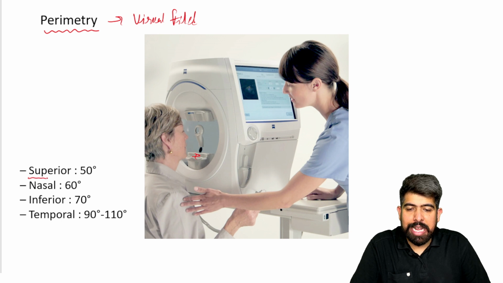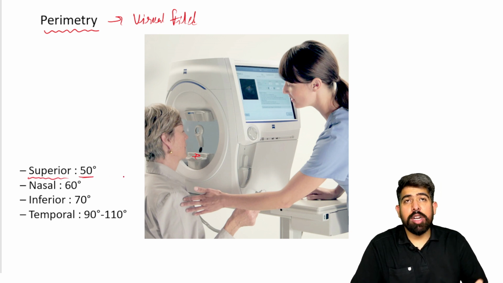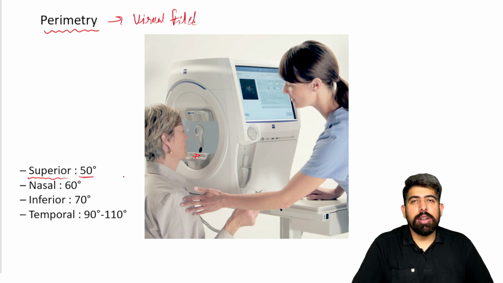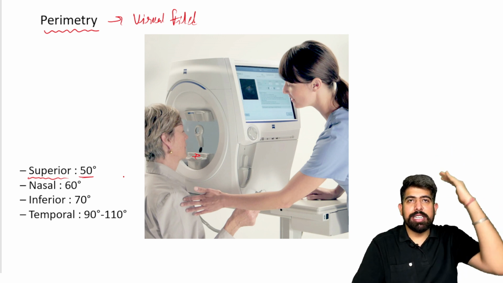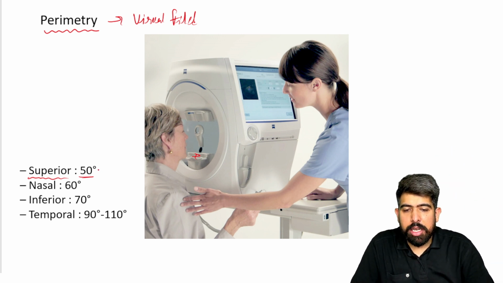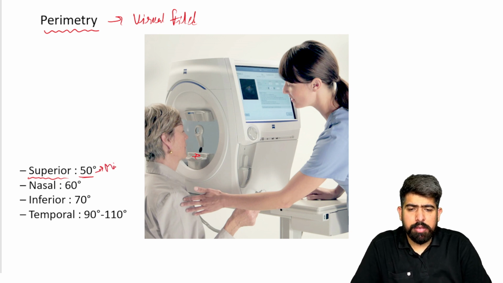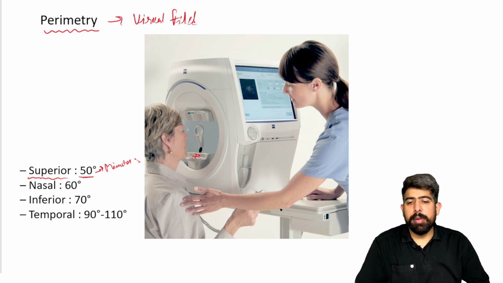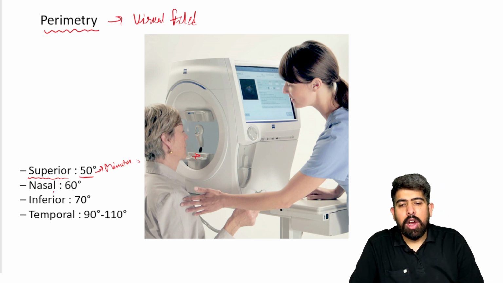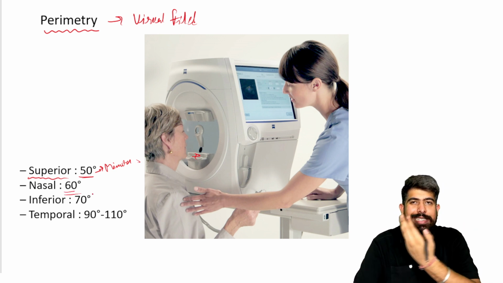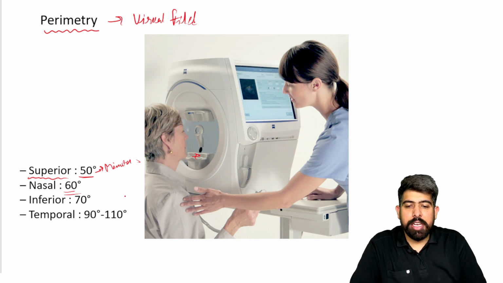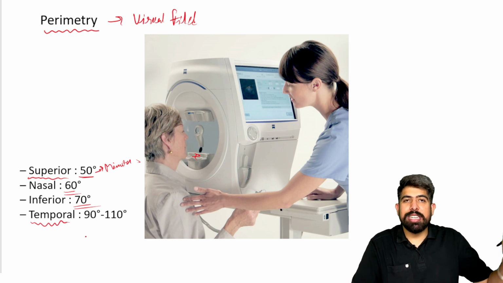So what will be the normal visual field? On the superior side, we have 50 degrees. What does that mean? If I'm not moving my neck and not moving my eyeballs, up to how many degrees can I see on the superior side? Only 50 degrees, and this is the minimal visual field. On the nasal side, we can see 60 degrees. On the inferior side, it is more, 70 degrees, and the most important, the maximum, we can see on the temporal side.